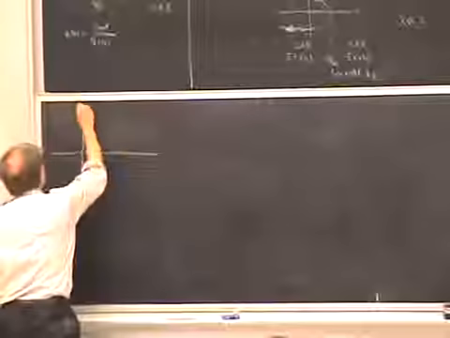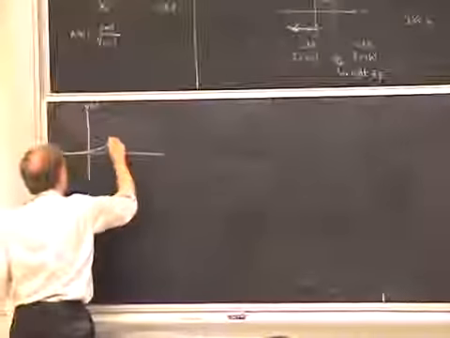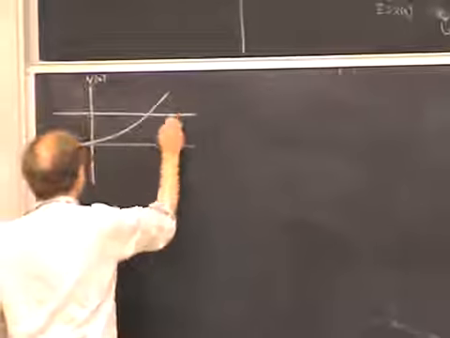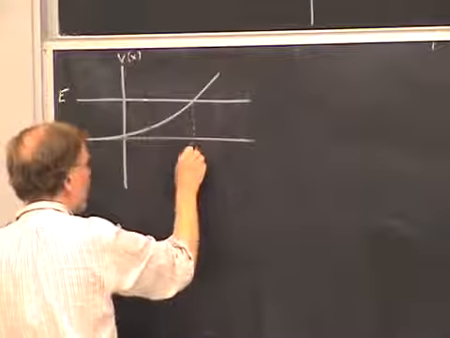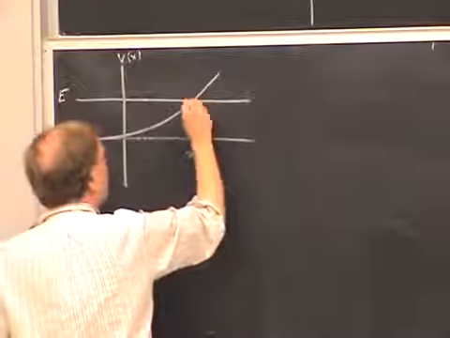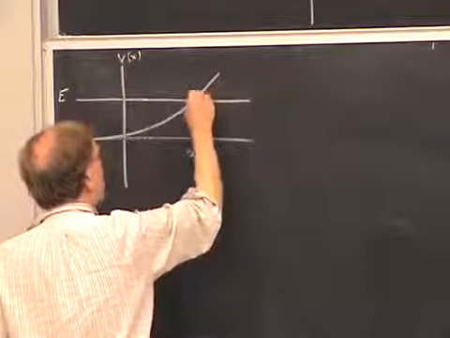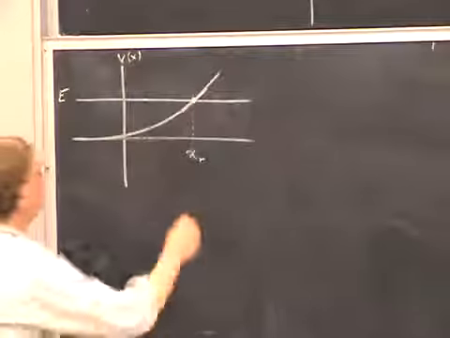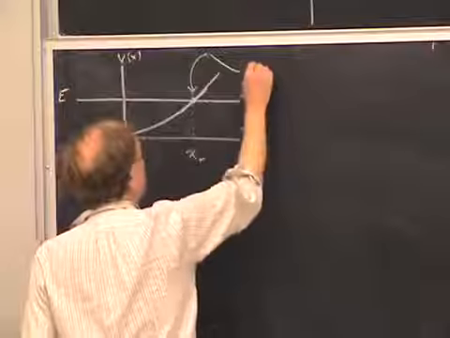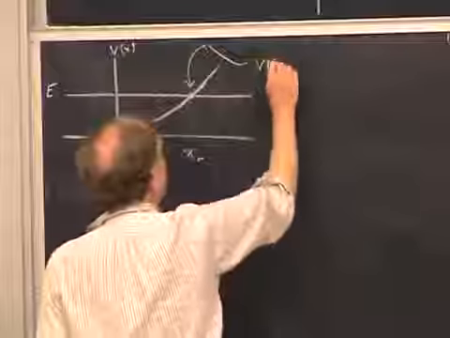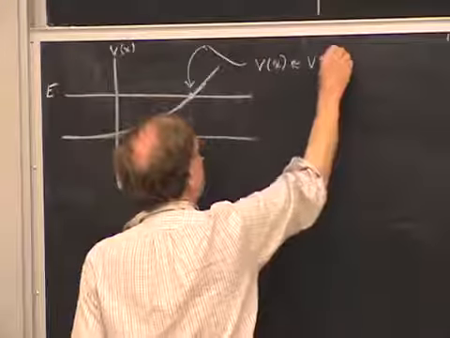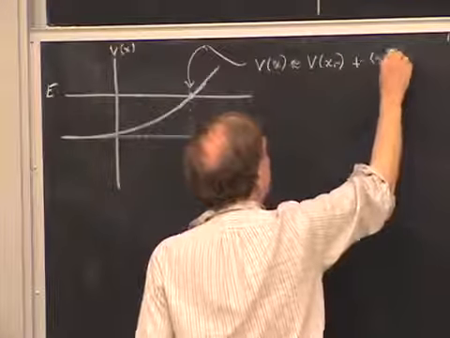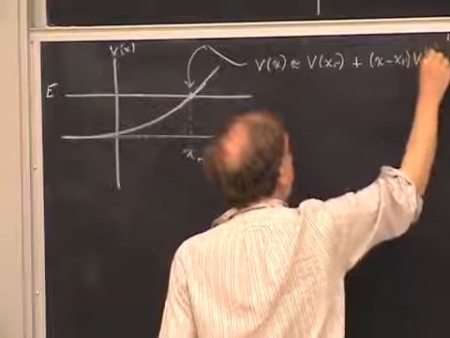If I sketch my potential again, V of x, let's take this case here. Here's our energy E. Here's the turning point right here, which I'm calling XR now. Let's approximate the potential by a straight line in the neighborhood of the turning point. So let's say here that V of x is approximately equal to V of x at the turning point XR plus x minus XR times V prime of XR.